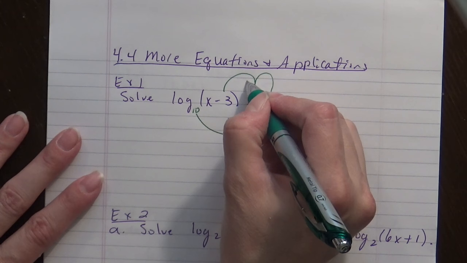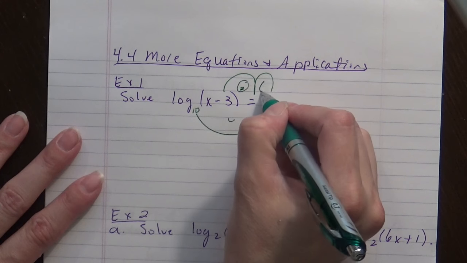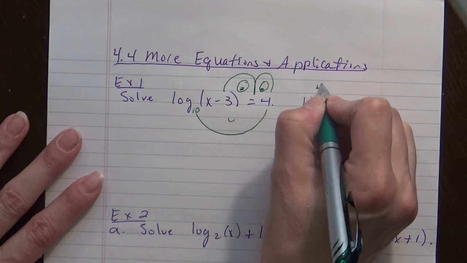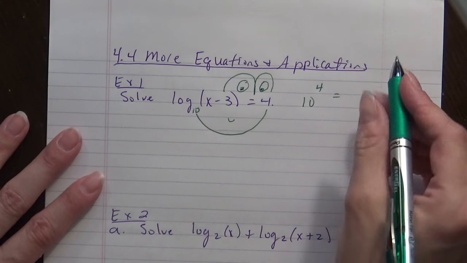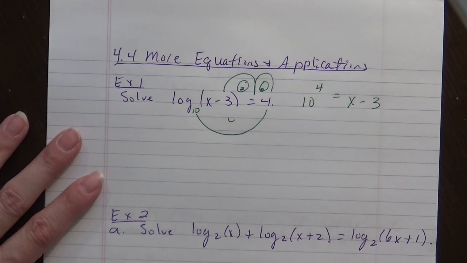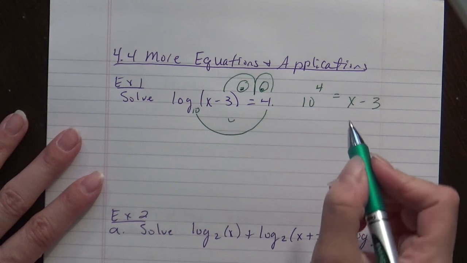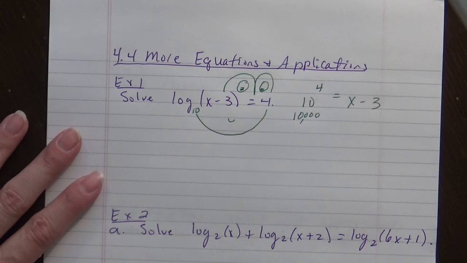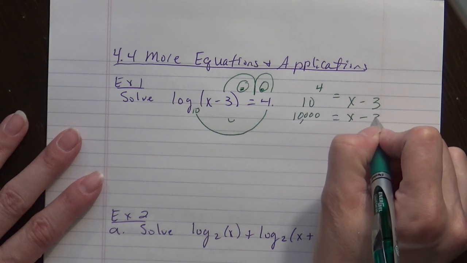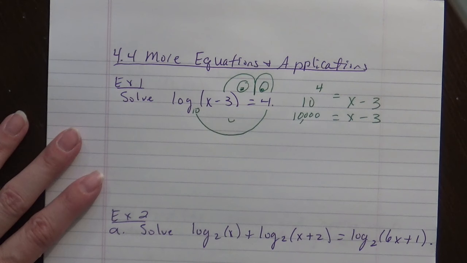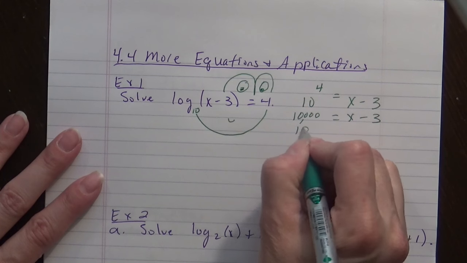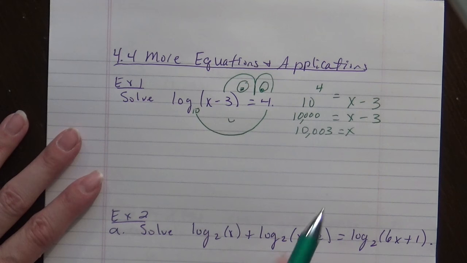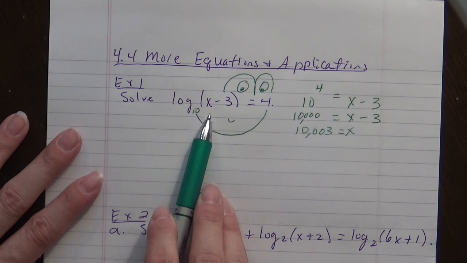And I've never learned how to draw good frogs, but there's my frog. So that gives me 10 to the 4th equals the inside of my log function, x minus 3. And then we just solve this for x. 10 to the 4th gives me 1,000. No, I'm sorry, it gives me 10,000. 10 to the 4th is 10,000 equals x minus 3. And then if I add 3 to both sides, I get 10,003 equals x.